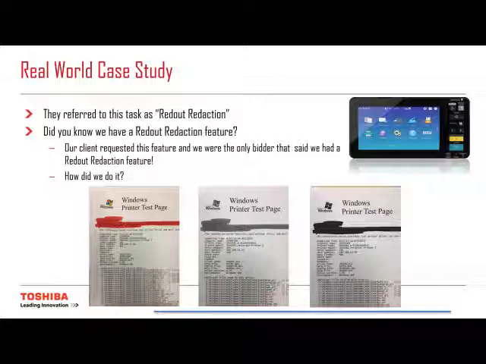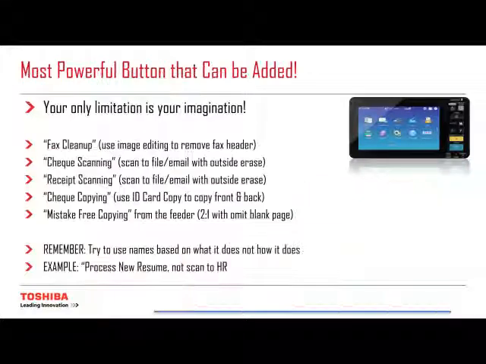Well, you're going to laugh when you find out how we did it. All we did was we put it from text photo mode to text mode, and we darkened up the exposure a little bit, and we got it to the point where we were happy with the output, and then we saved that as a button and called it red out redaction. So that gives you a real world example of how simple this can be and how powerful it can be. So your only limitation is your imagination.